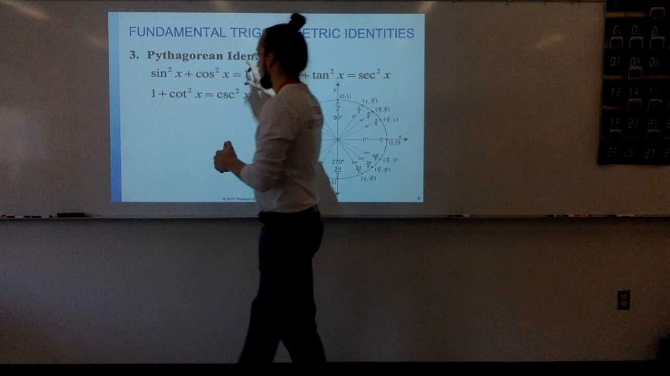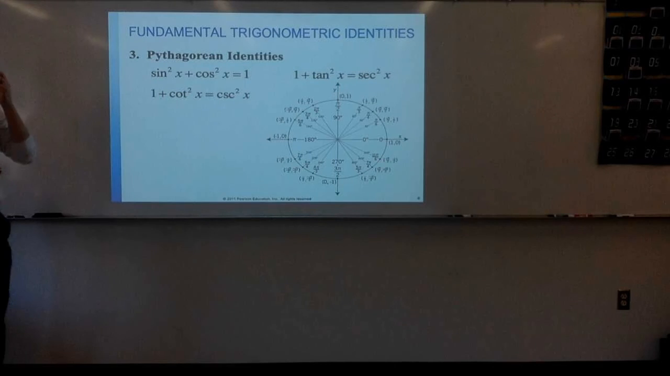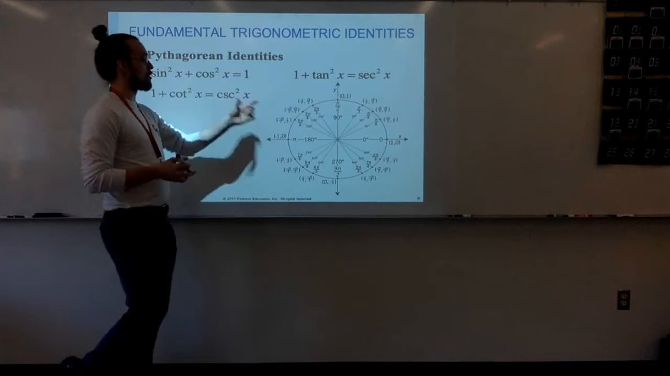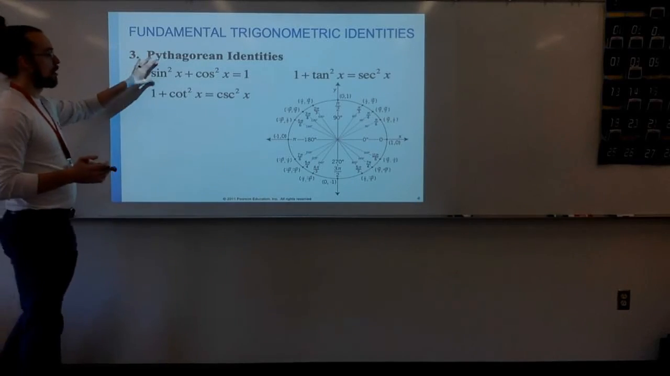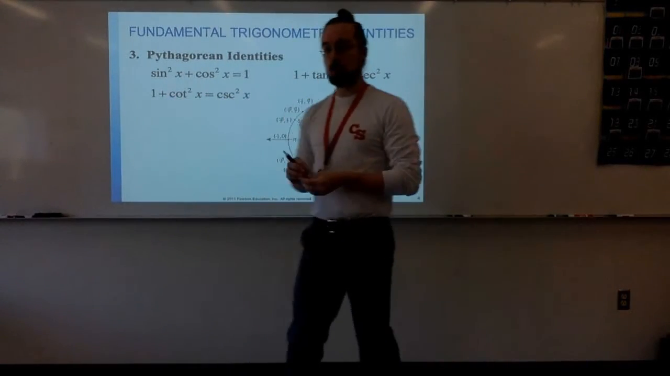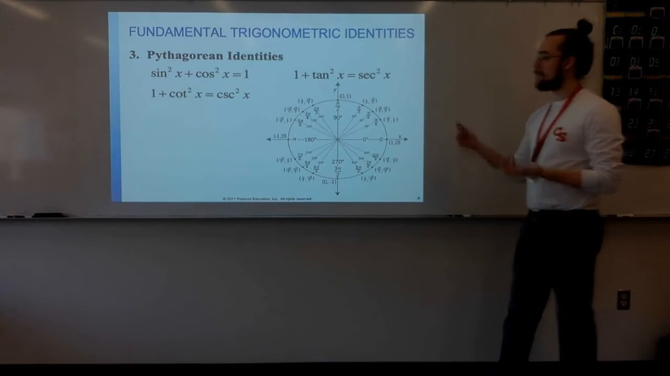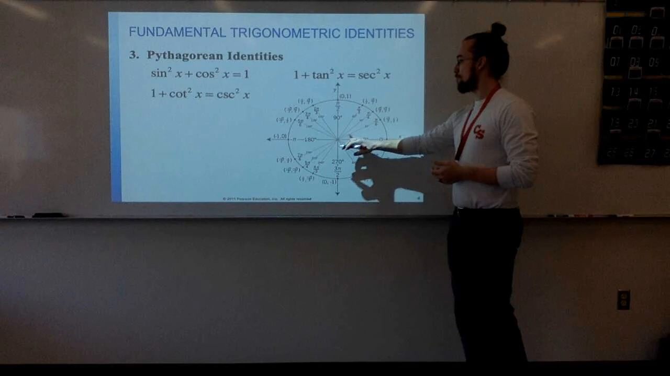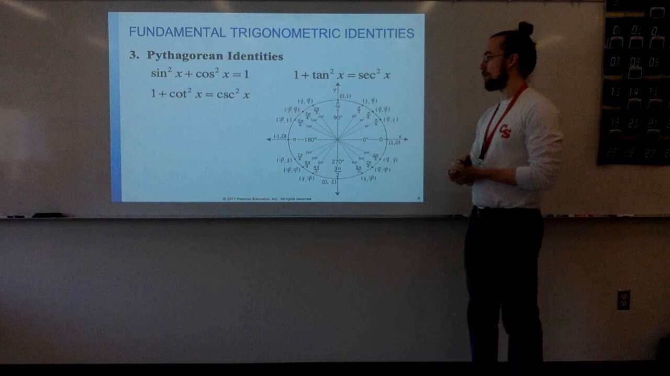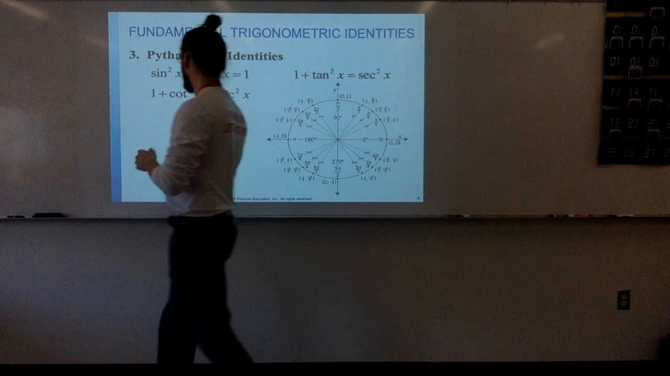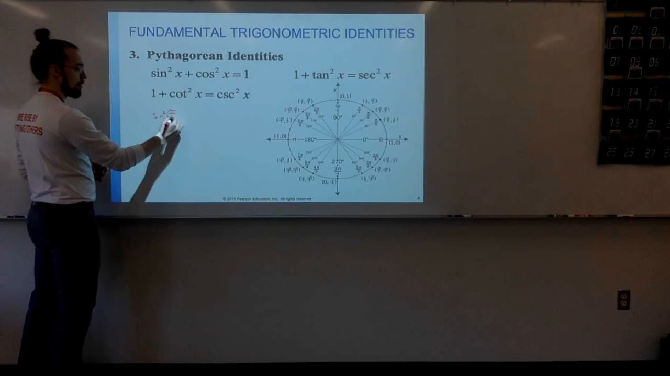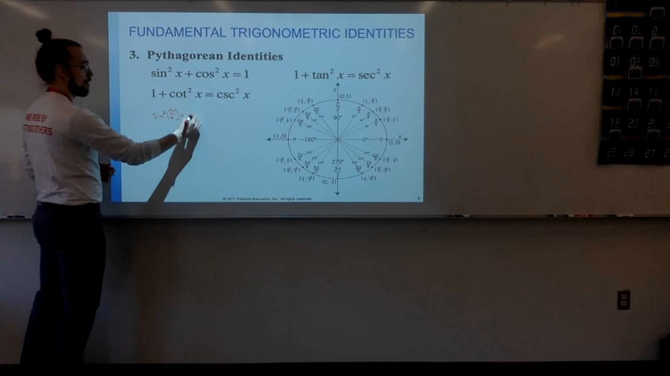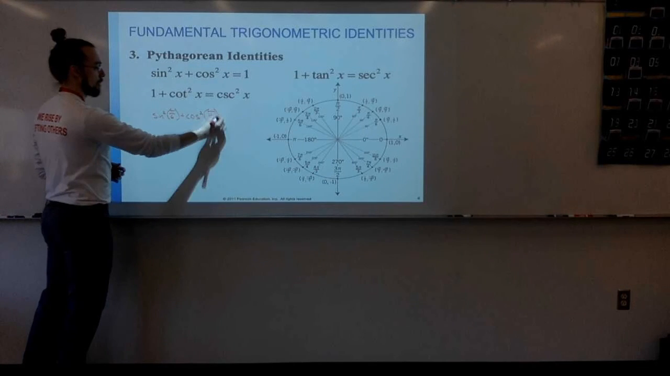The main one is this first one: sine squared plus cosine squared equals 1. I put the unit circle on this slide just to show how this works. This isn't really a proof of a Pythagorean identity, but it's just going to show how it works for a few angles. If I choose pi over 6 as my angle, 30 degrees, I want to calculate sine squared of pi over 6 plus cosine squared of pi over 6.